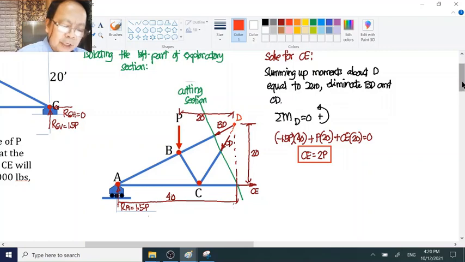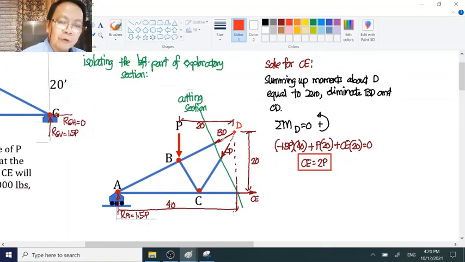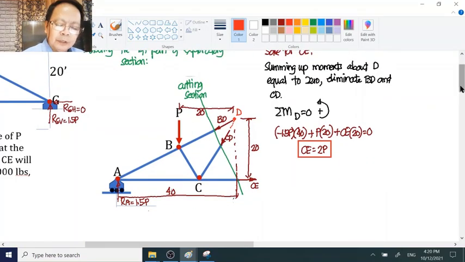Now, let us now try to solve for BD. Ang next nating point is to consider solving for BD. If we wanted to solve for BD, what are we going to do? We need to eliminate the other unknowns. So we'll be eliminating CD at saka CE. And how are we going to do it? So in order for us to be able to eliminate CD at saka CE, so makikita natin that they will be intersecting at point C. Kaya pag nag-take tayo ng moment about C, ma-eliminate natin itong dalawa and we shall be able to solve for BD.